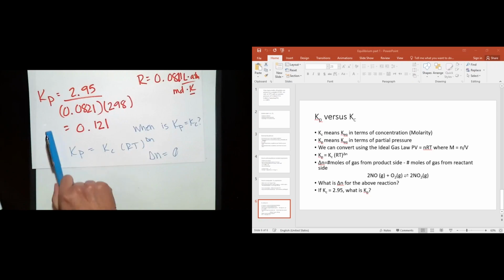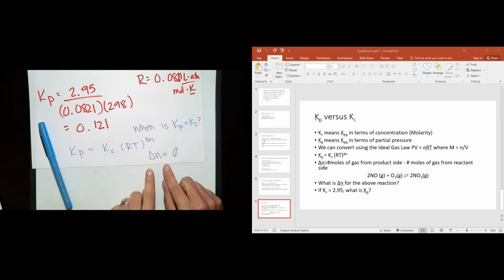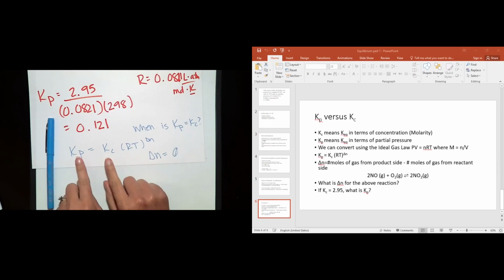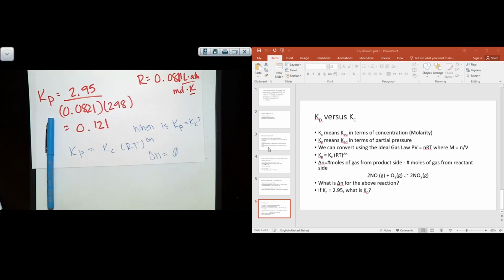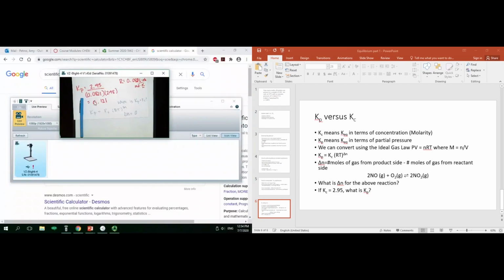500 to the 0 power is just 1. 2 to the 0 power is just 1. So if the difference in moles of gas is 0, if it's an equal amount of moles of gas on both sides of the reaction, that means this term is a 1, which means Kp and Kc are equal. All right, just a little nugget to help you prepare for your exam.